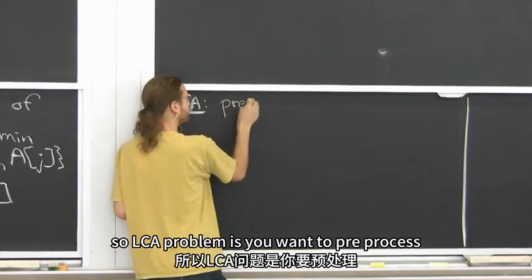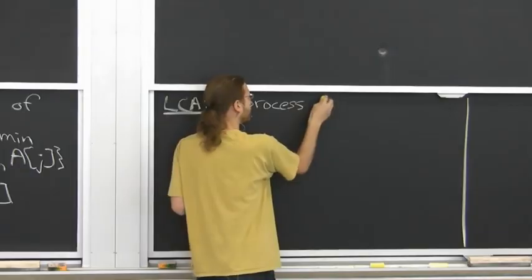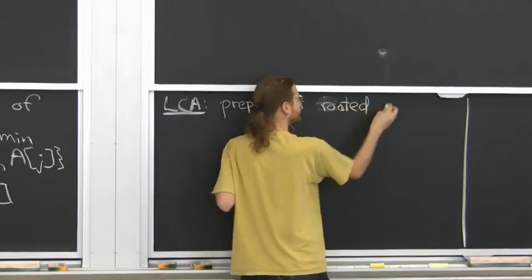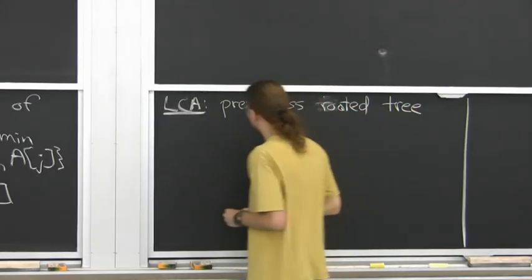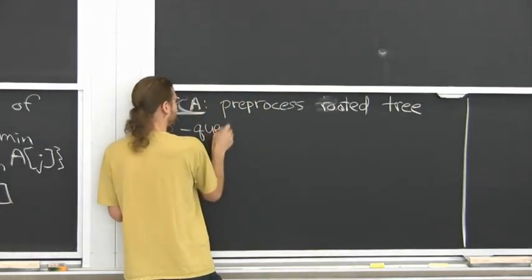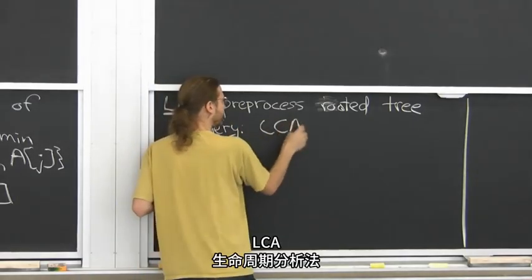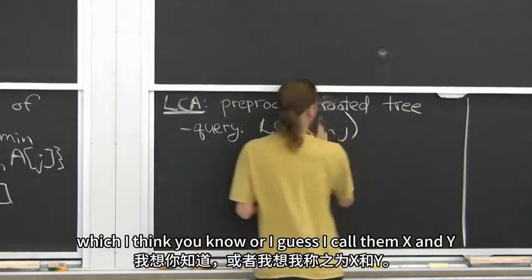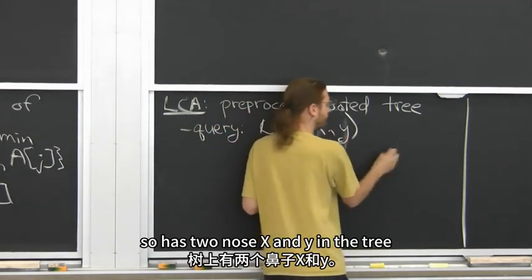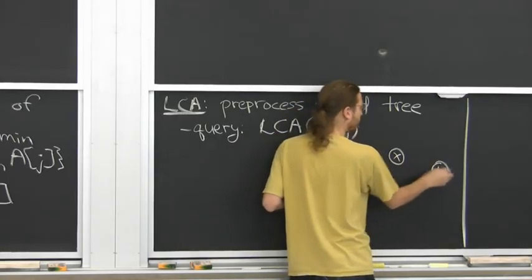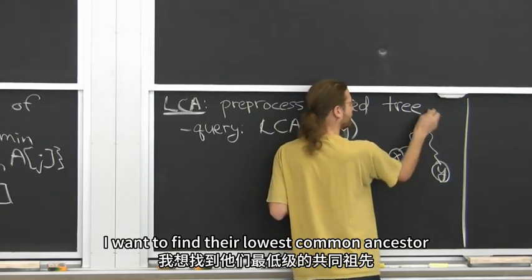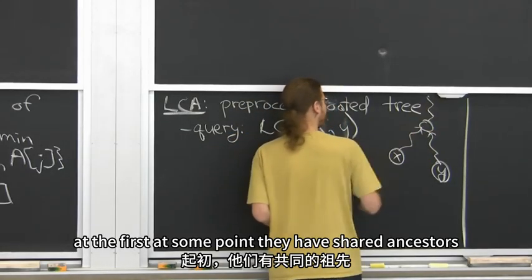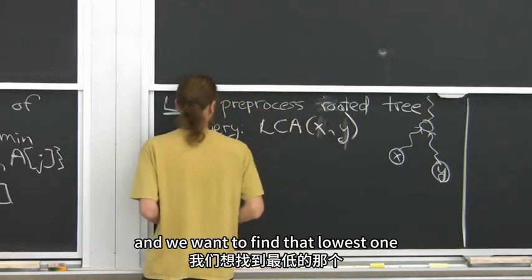So the LCA problem is you want to pre-process a tree, say a rooted tree, and the query is LCA of two nodes, which I think you know, or I guess I call them x and y. So it has two nodes, x and y, in the tree. I want to find their lowest common ancestor, which looks something like that. At some point they have shared ancestors, and we want to find that lowest one.